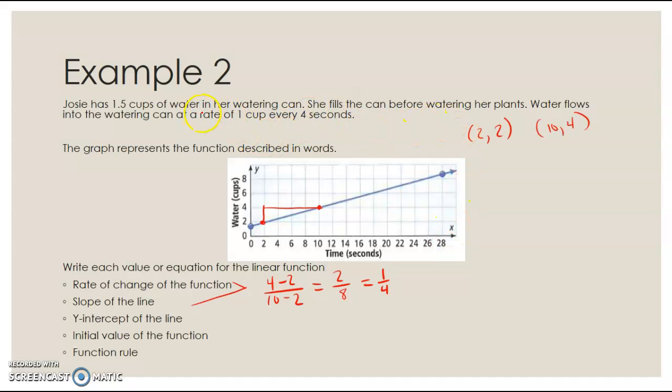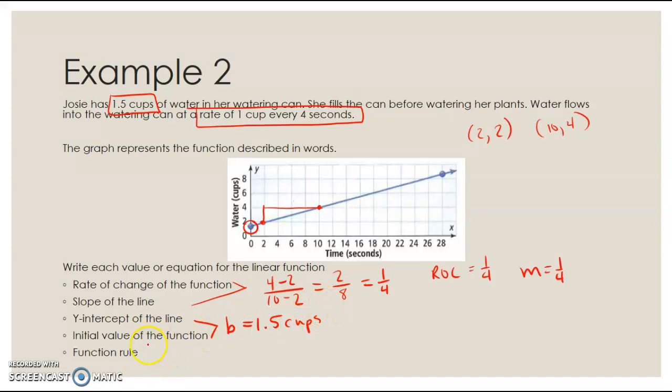The other thing is it tells us right up here, rate of 1 cup every 4 seconds, right? 1 cup every 4 seconds. So our rate of change equals 1/4, m equals 1/4, because they are the same. Okay, y-intercept of the line and the initial value of the function. Guess what? Well, those are the same thing. Where do we start? Well, this gives us our point, but I'm going to come back up here where it tells us that she has 1.5 cups of water in her watering can. And so b is going to equal 1.5 cups.